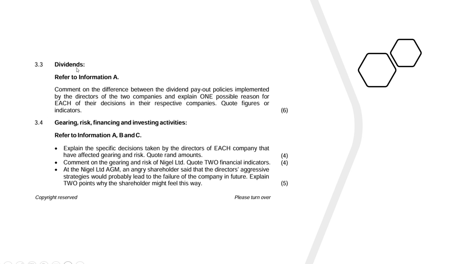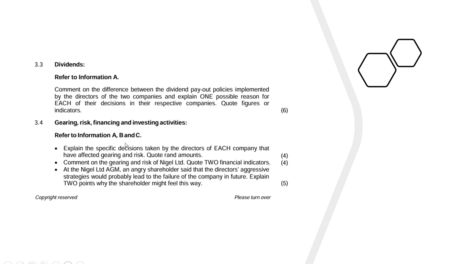The next part is looking at the dividends. You comment on the difference between the dividend payout policy implemented by the directors of the 2 companies and explain one possible reason for each of their decisions in their respective companies. You quote figures or the indicators, using the information presented to you to comment on both companies. 3.4 is looking at gearing, risk, financing, and investing activities. So you need to understand what this means. Before you go to your June exam, you need to have a clear understanding of what this means.